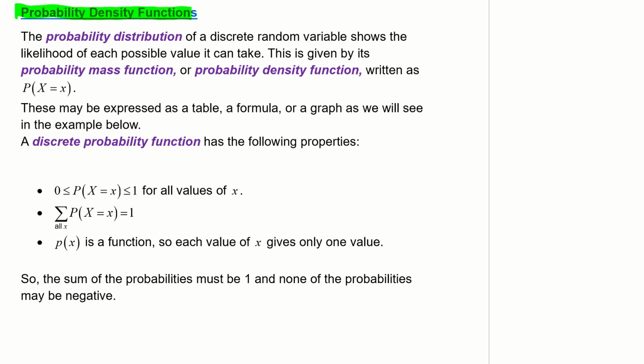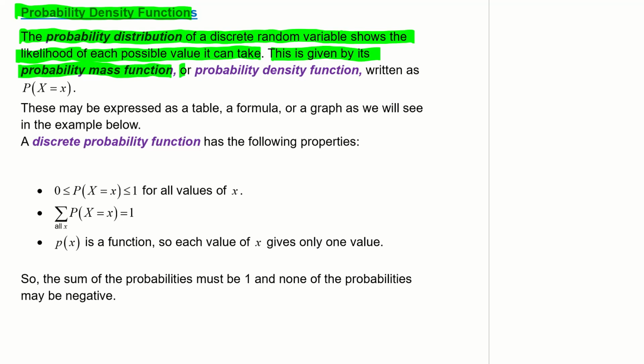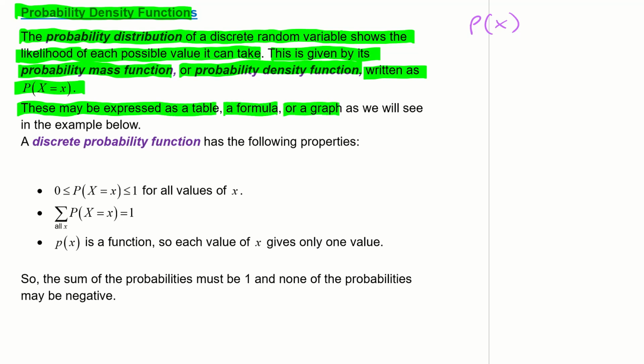Probability density functions. The probability distribution of a discrete random variable shows the likelihood of each possible value it can take. This is given by its probability mass function or probability density function, written as probability of X equals x. Sometimes you just see it given as that. These may be expressed as a table, a formula, or a graph, as we will see in the example below.